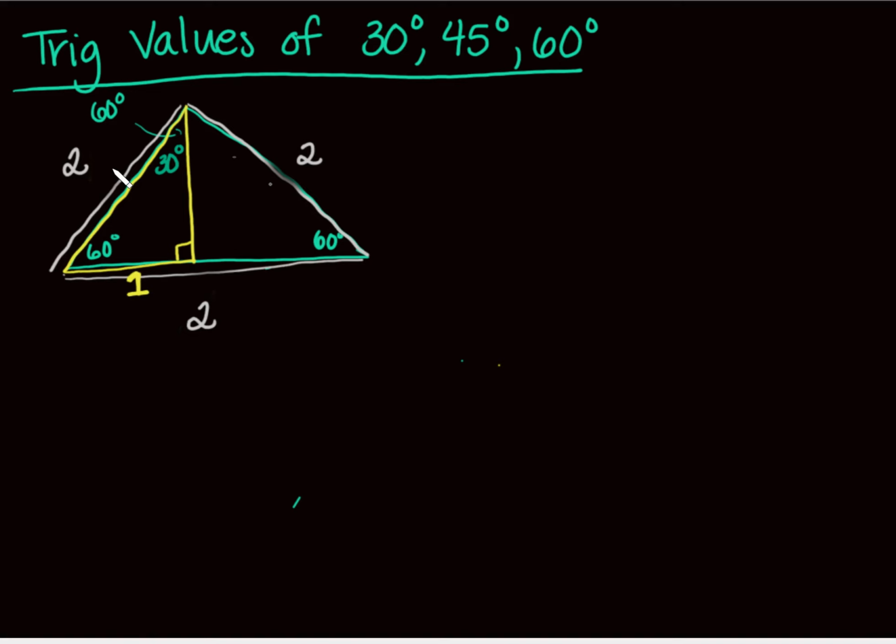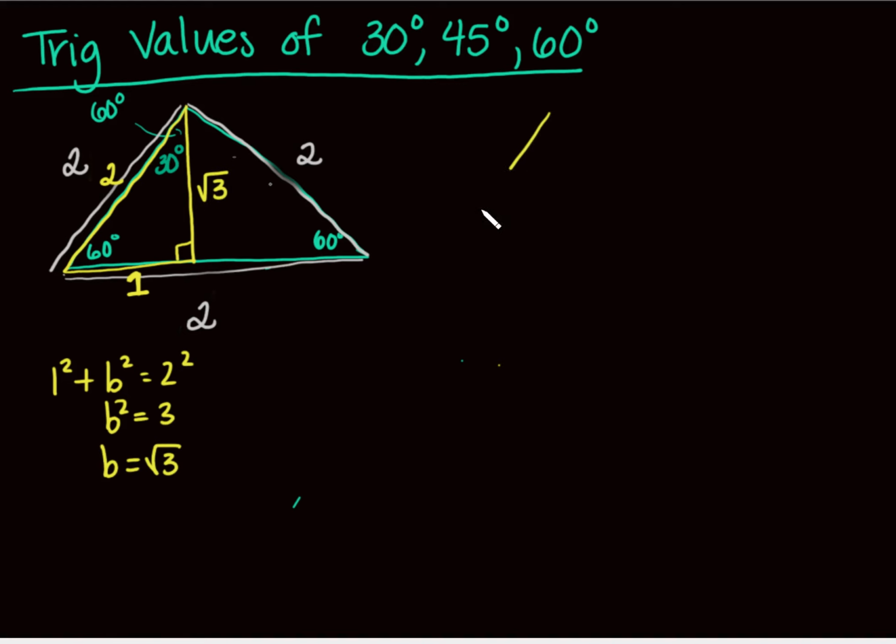What is my hypotenuse here going to be? This is just going to be 2, because it's the same as the side of the equilateral triangle. And then if I do a little bit of Pythagorean theorem, I get 1 squared plus b squared, where b is my height right here, equals 2 squared. So what is b? B squared is 4 minus 1, which is 3. So what is that altitude there? It's the square root of 3.